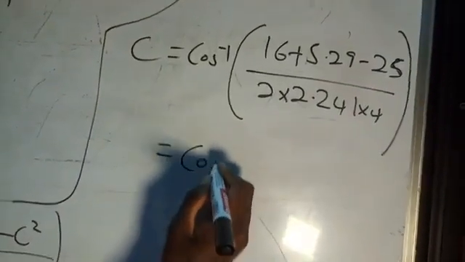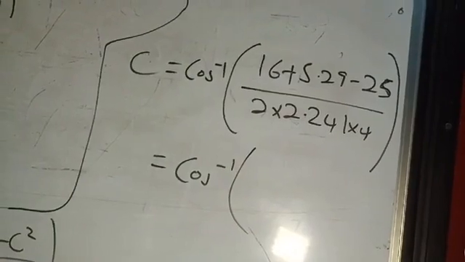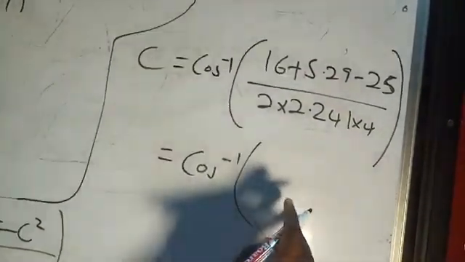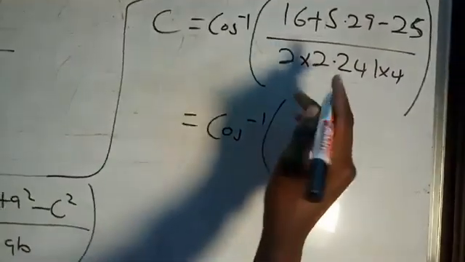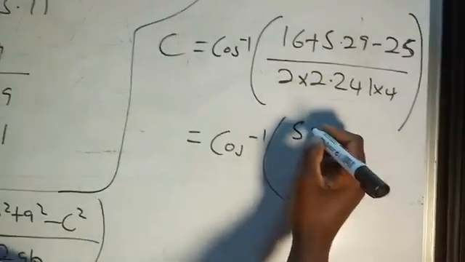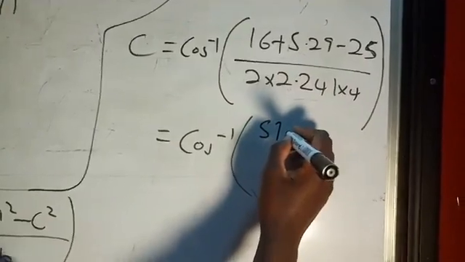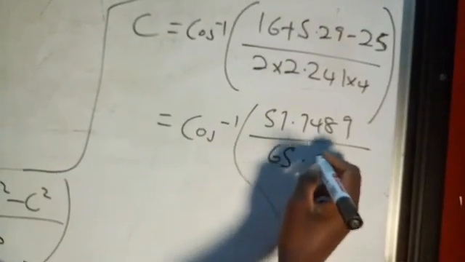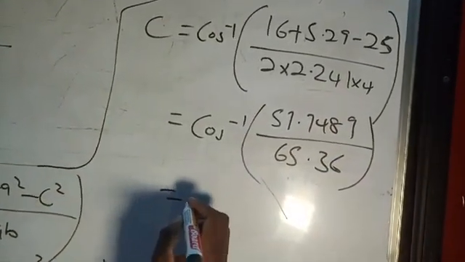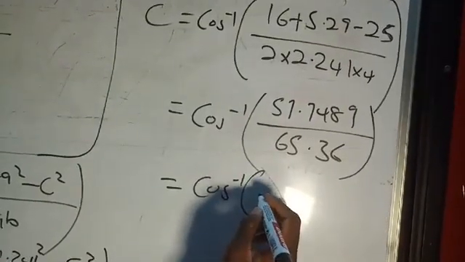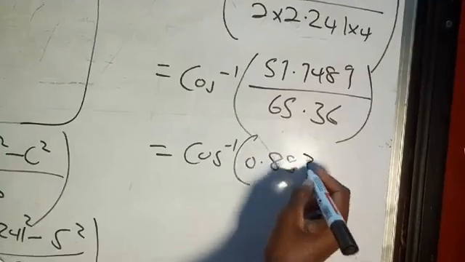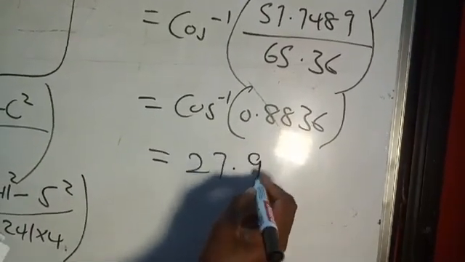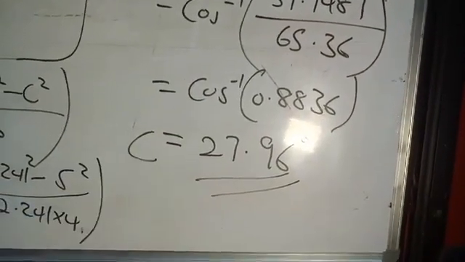Equaling cos inverse in brackets. If we sum them up, we shall get something like 57.67489 over 65.36, becoming cos inverse of 0.8836, getting 27.96 degrees. This is our angle C.